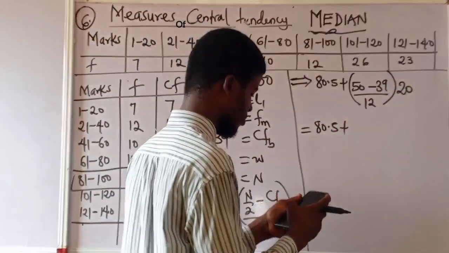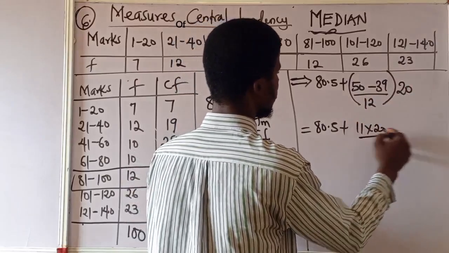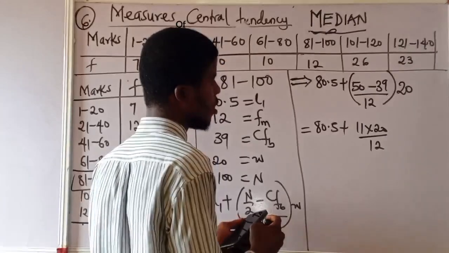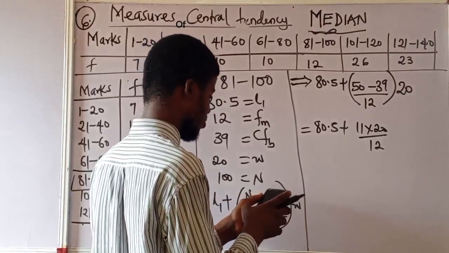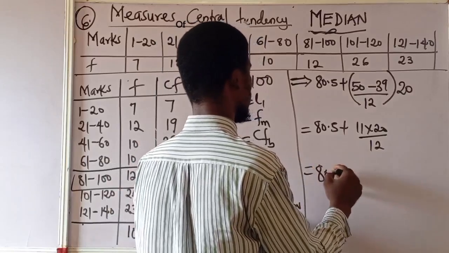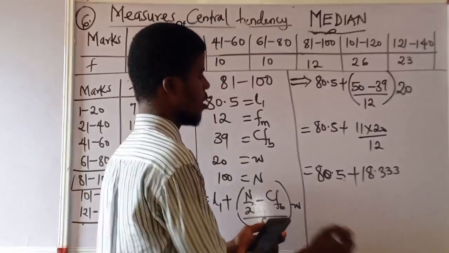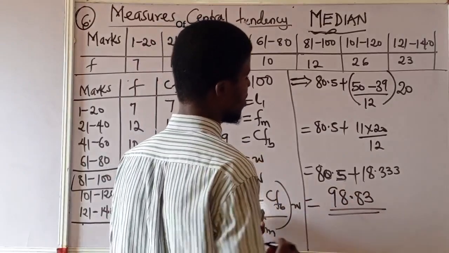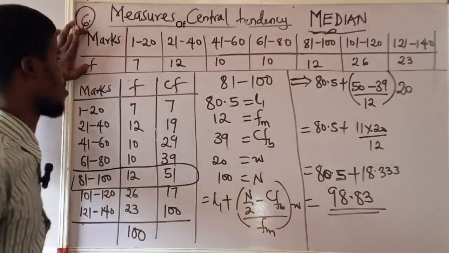11 divided by 12, or let's just say 11 times 20 first. 11 times 20 is 220. So 220 divided by 12 is 18.33. So we have 80.5 plus 18.3333 and so on. So this will give us 98.83 to 2 decimal places. This gives the median of this distribution of marks.